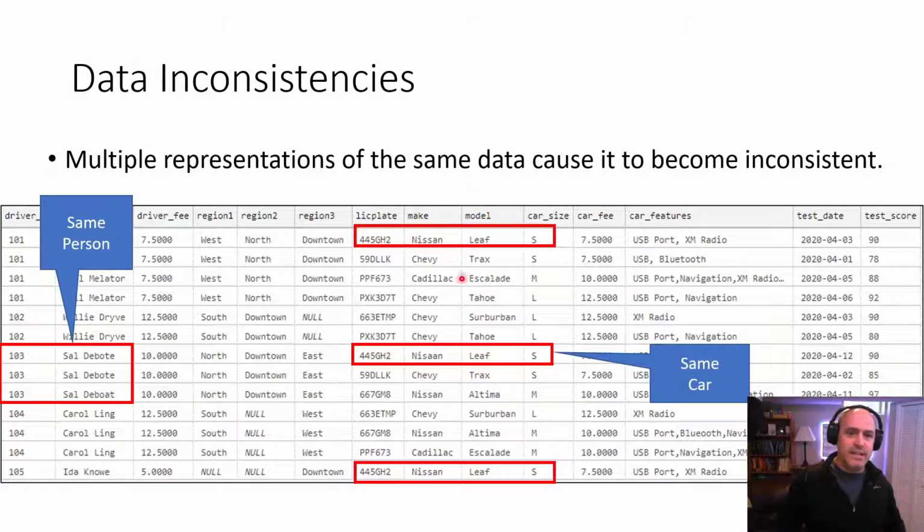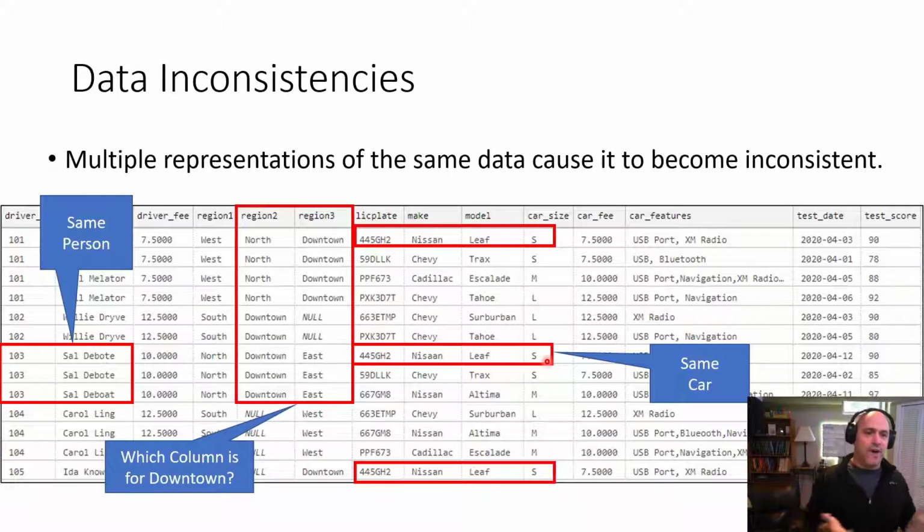Likewise, this car, this Nissan Leaf or this Nissan Leaf, depending on which row you look at, it's really the same car. It's got the same license plate, it's the same vehicle size, make, and model. So why is it in here 3 times if it's the same car, right? This doesn't necessarily imply you're going to have data inconsistencies, but it will definitely yield data inconsistencies. And then likewise, when I go to find out who drives downtown, do I look in the region 1 column, the region 2 column, the region 3 column? Do I need to look at all 3? This is why this database is not very consistent.